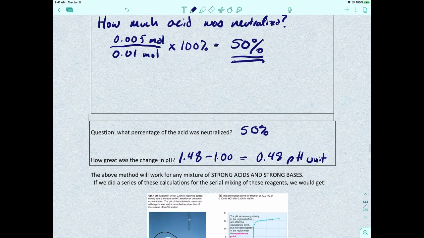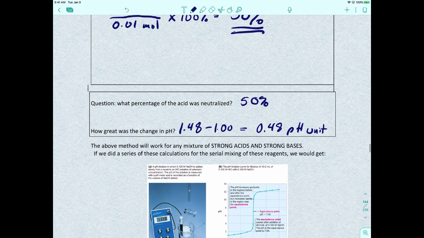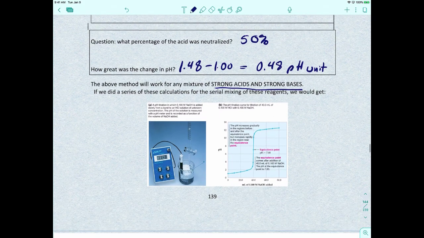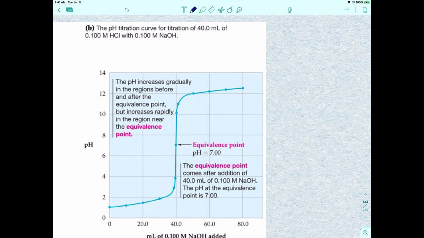The way that we just solved that problem is going to work for any mixture of a strong acid and a strong base. As we keep doing a series of these calculations, starting with adding no base and then adding a little bit of base at a time, eventually we come up with one of these. This is called a titration curve. Eventually you'll be able to construct one of these.